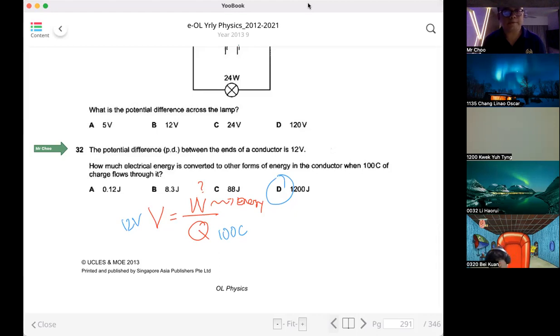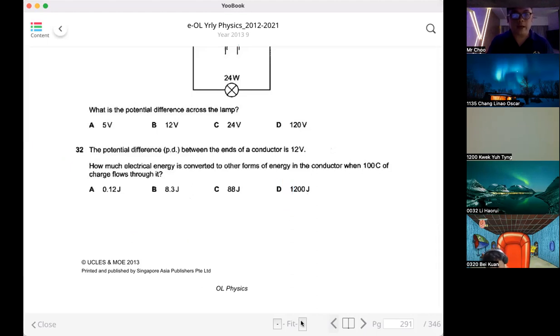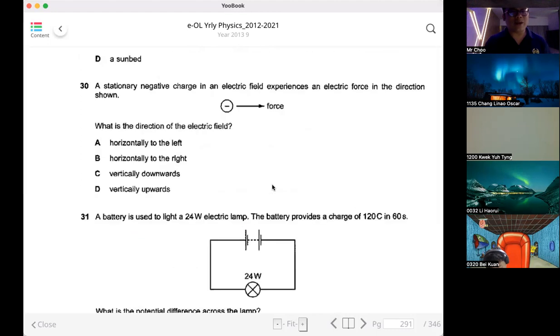Is that clear? So this is actually what happened if the component uses up 12 volt, and in that time 100 coulomb of charge flows through it. What happened is 1,200 joules of energy is being used up. Is that clear? Does that make sense to all of you now? To me it doesn't make a lot of sense, but if you follow the formula, that's how you get the answer.